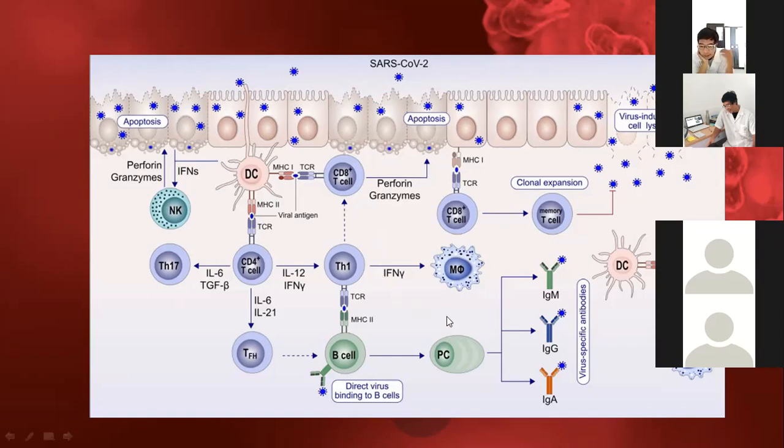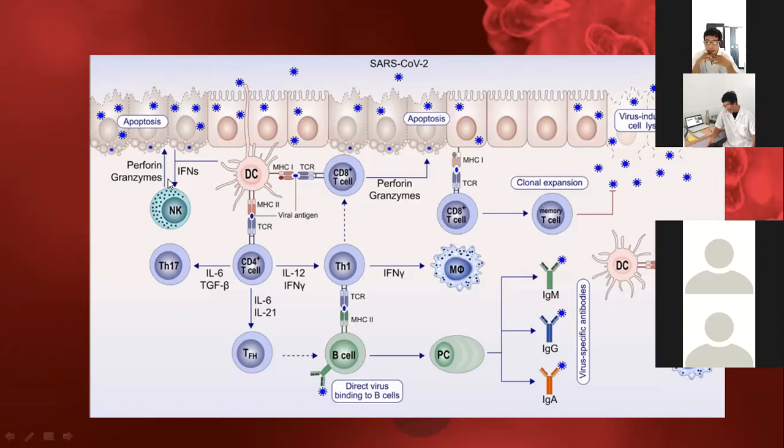On the left side, you see that natural killer cells also exert a response. The natural killer cells will show cytotoxicity to virus-infected epithelial cells and will induce apoptosis by producing perforin and granzymes. Two kinds of substances, right? Both are released by natural killer cells and will induce the apoptosis of the infected cells.